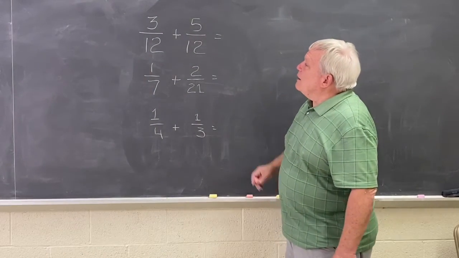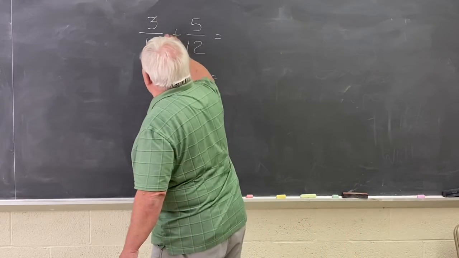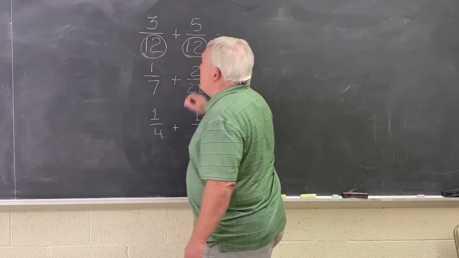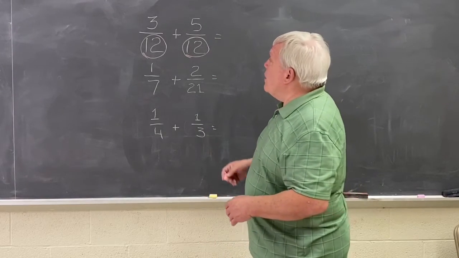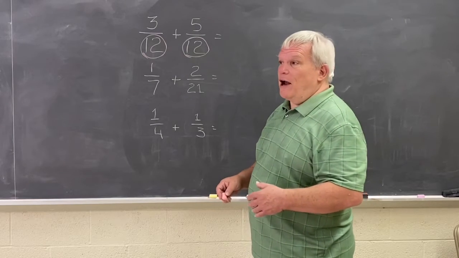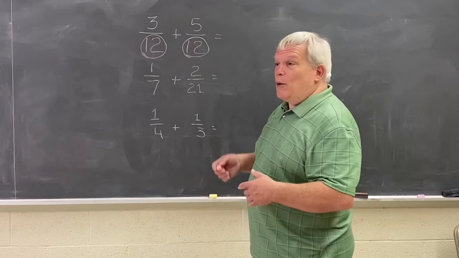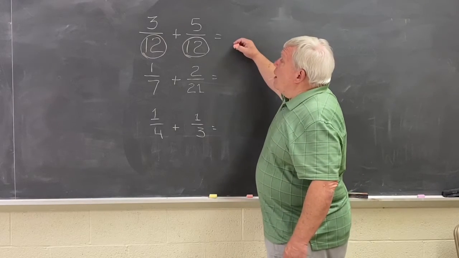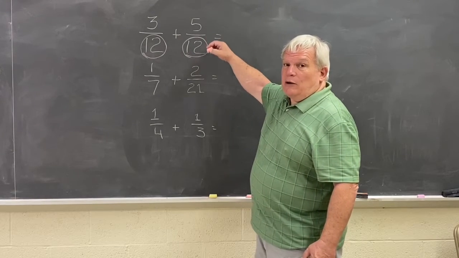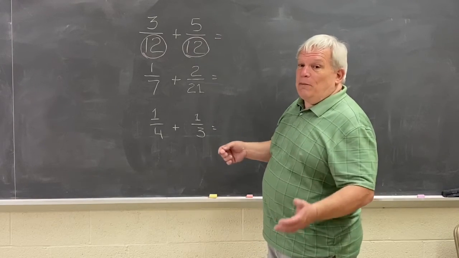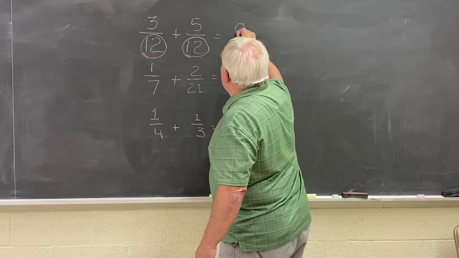Okay. The first example is very, very easy because the denominators are the same. Both of the denominators are 12. Remember that your denominator is the number in the bottom of your fraction, and the numerator is the number in the top of your fraction. I always remember denominator for down and numerator is up. So when my denominators are the same, all I have to do is add my numerators. This becomes a very simple process of adding 3 and 5, and I get 8 twelfths.